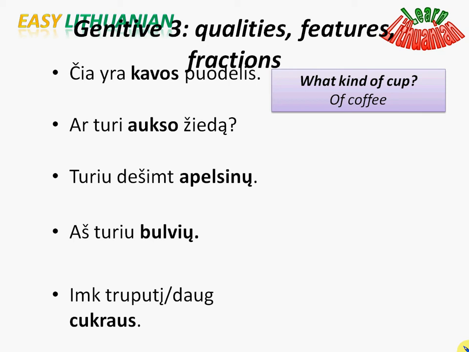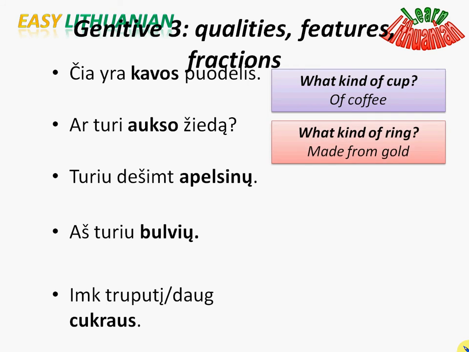Ar turi aukso žiedą? Have you got a ring of gold, or a golden ring? Also, this time gold is not the owner of the ring, but the ring is made from gold, and it's the feature of the ring. So what kind of ring? Made from gold.